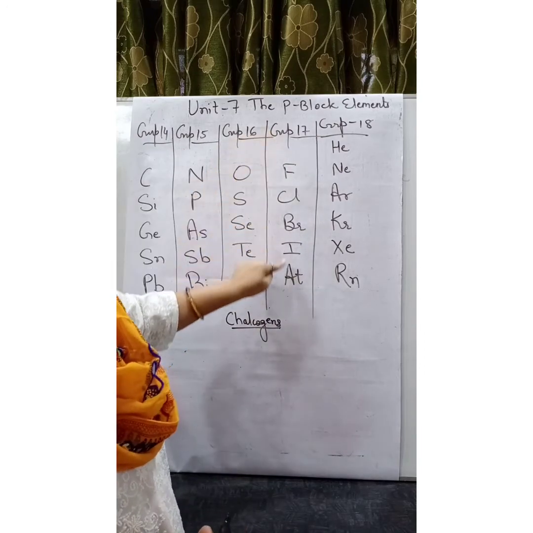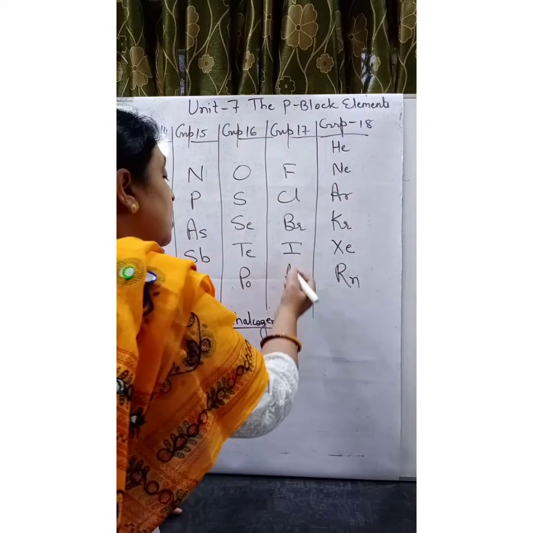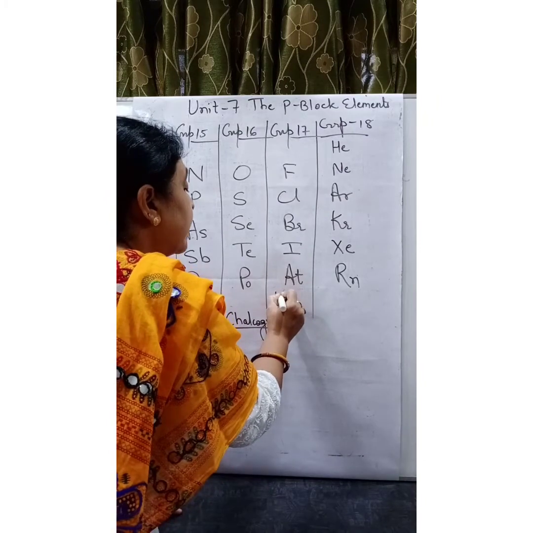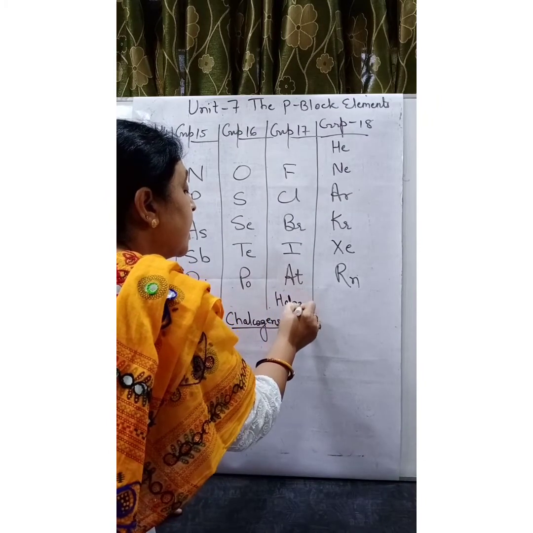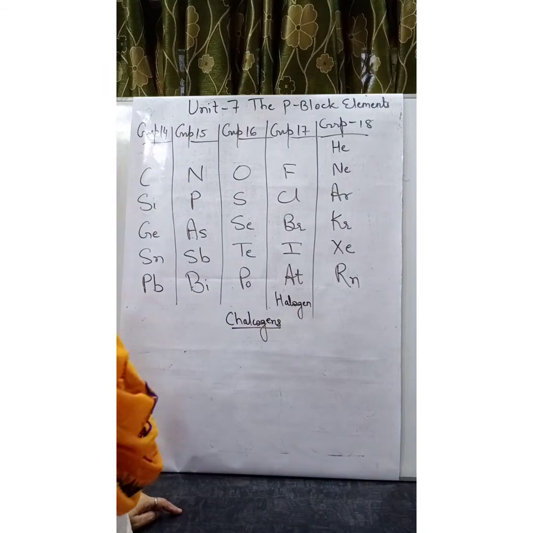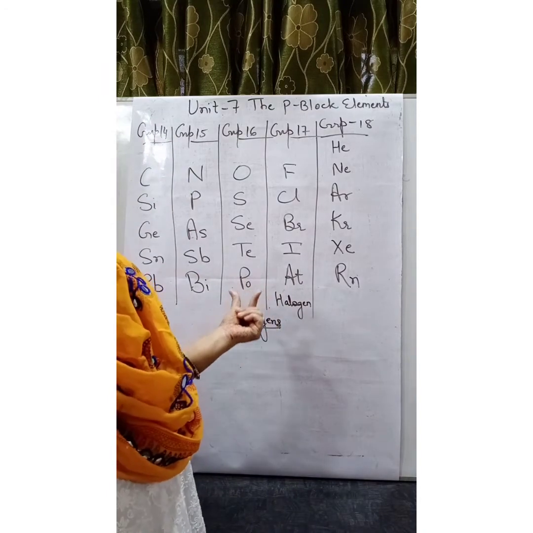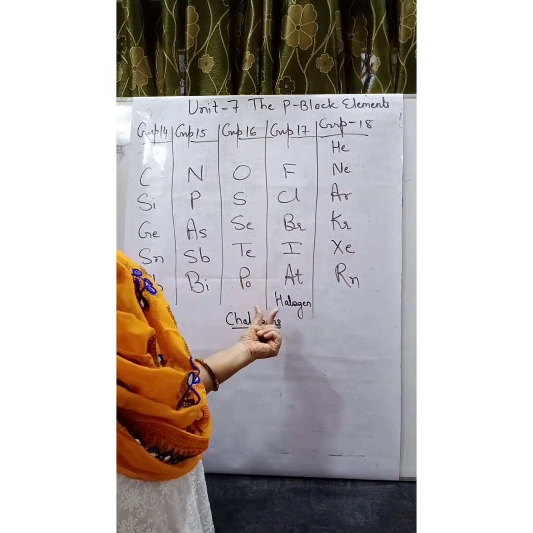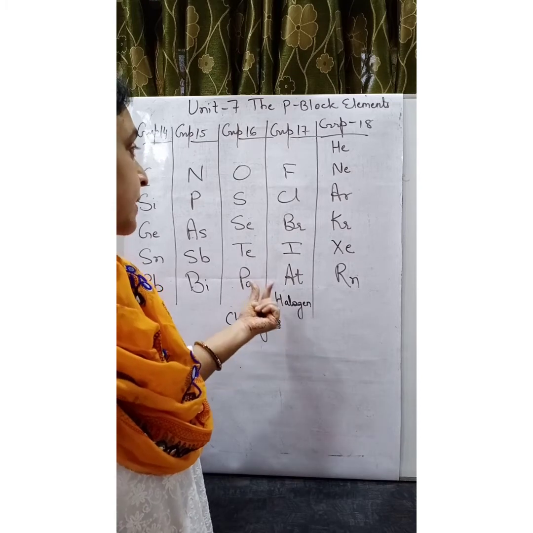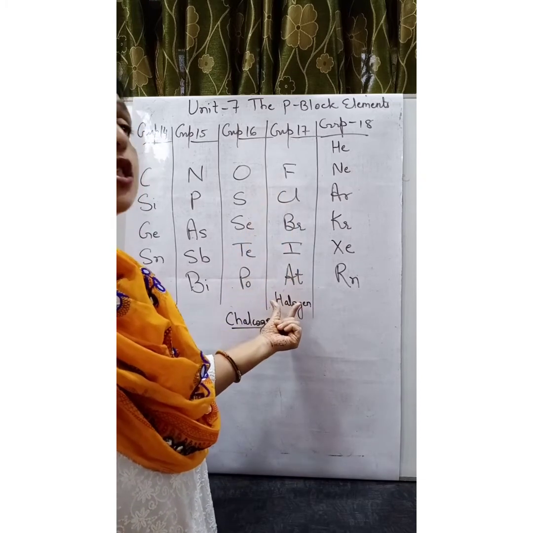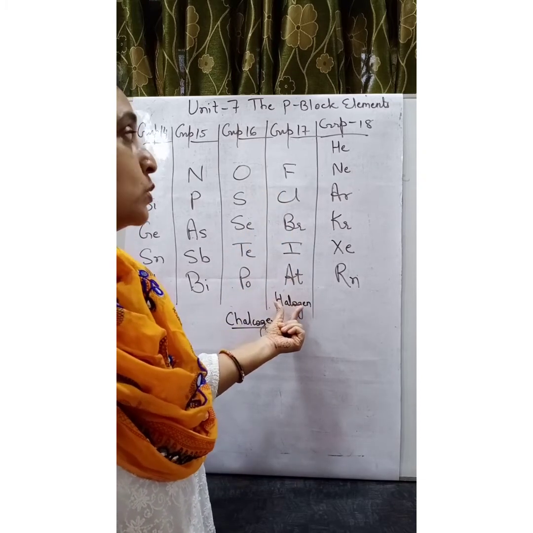Group number 17 is popularly known as the halogen family. Again, this is a Greek word. Halo means salt and genus means producing. That means they are salt producing compounds.